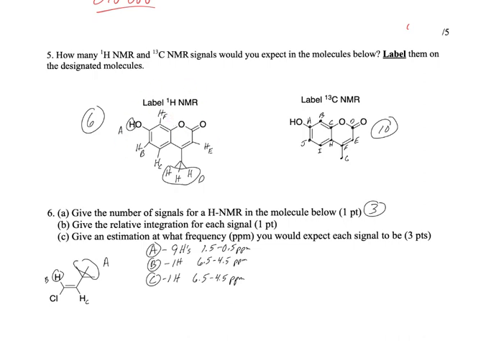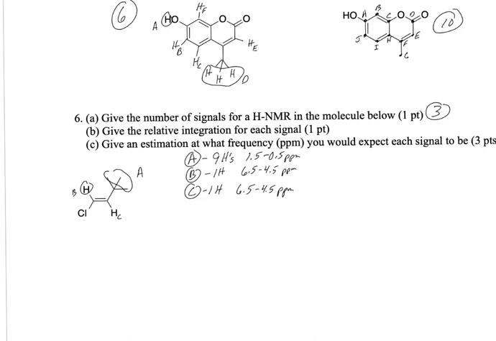Biggest thing for H NMR, make sure you draw on the H's. That helps. Carbon NMR, don't forget the carbons that don't have any H's. Those ones we tend to forget, and also don't forget the OH. But this one doesn't have any symmetry, so don't try to find symmetry where there isn't any symmetry.